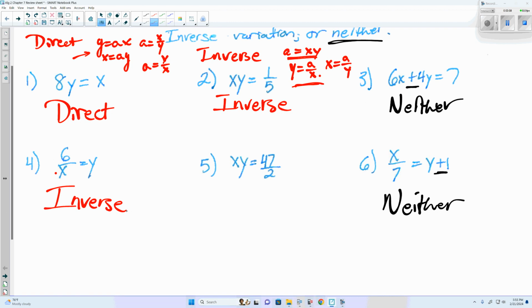And I didn't state it earlier, but a in all of these is just a number. a is just standing for a number. Number 5 is just like number 2 in setup, so it is also inverse variation. So we have these here.